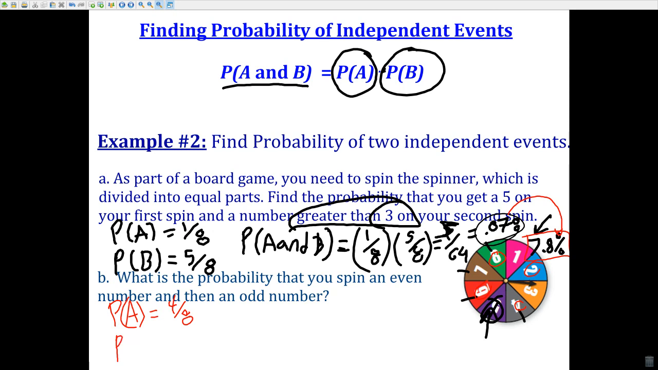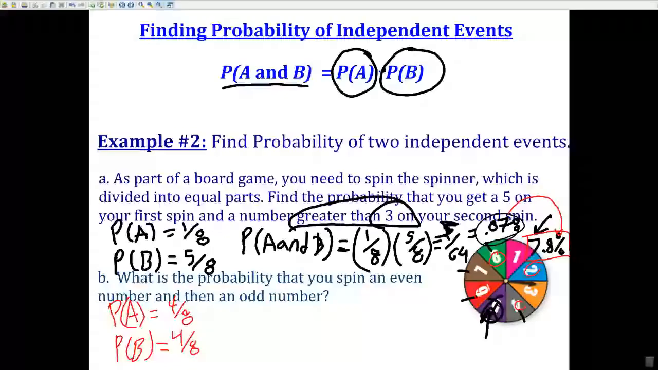Some people can pick it up if you're kind of good with numbers or good with whatever type of thing that's happening, whether it's a spinner, whether it's cards, whether it's dice. Some people are better at just understanding what the context is, so they can just kind of come up with these numbers too.